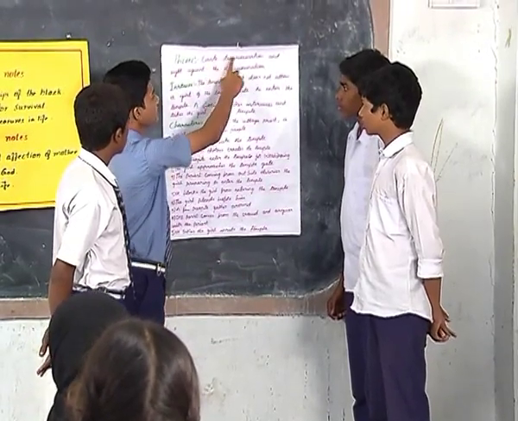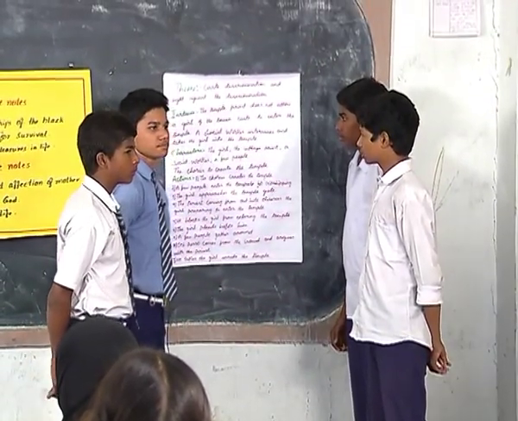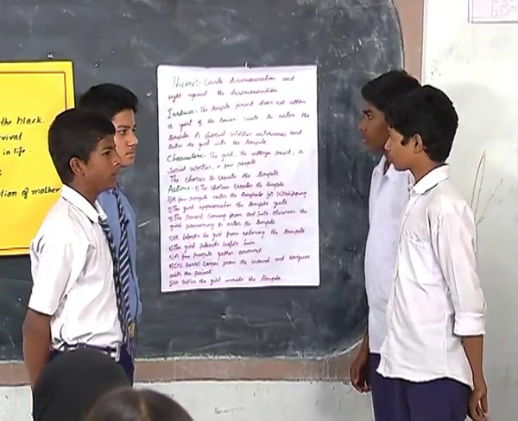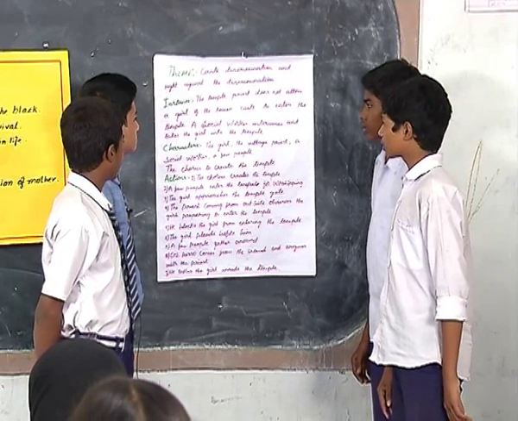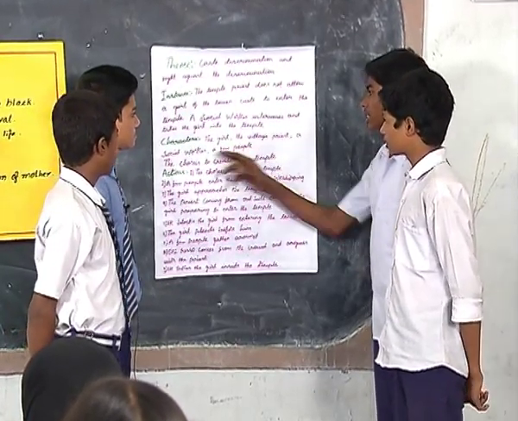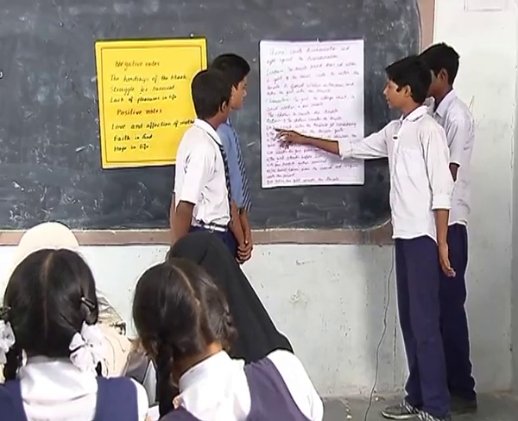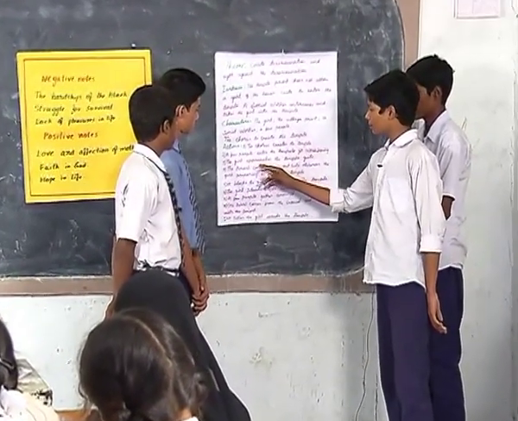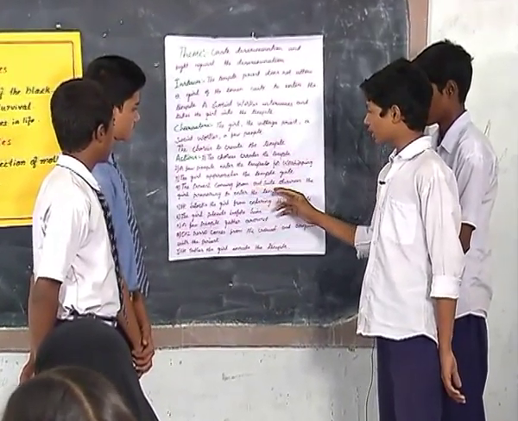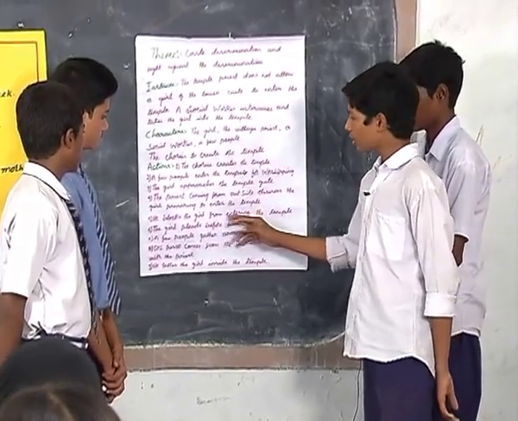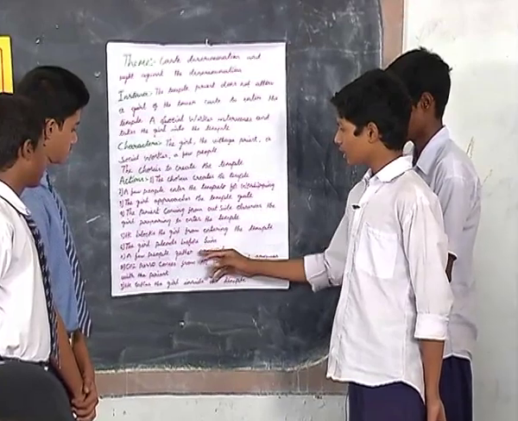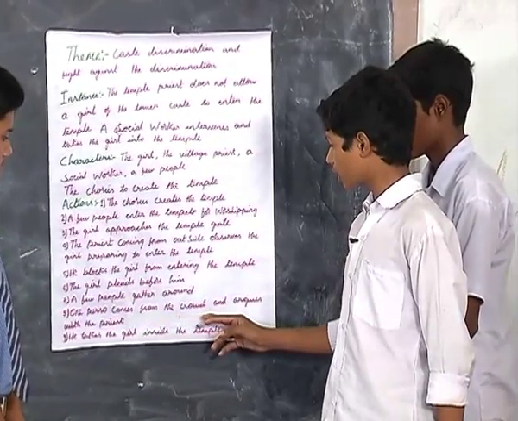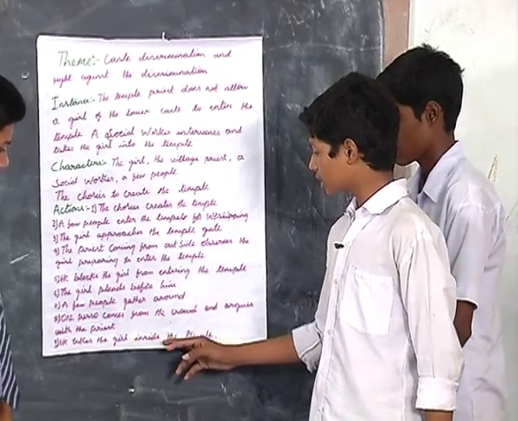Our theme of the poem is caste discrimination and fight against the discrimination. Instance, the temple priest does not allow a girl of the lower caste to enter the temple. A social worker intervenes and takes the girl into the temple. Characters, the girl, the village priest, a social worker, a few people. Actions, the chorus creates the temple. A few people enter the temple for worshipping. The girl approaches the temple gate. The priest coming from outside observes the girl preparing to enter the temple. He blocks the girl from entering the temple. The girl pleads before him. A few people gathered around. One person comes from the crowd and argues with the priest. He takes the girl inside the temple.